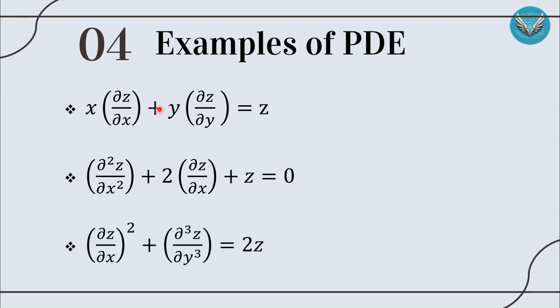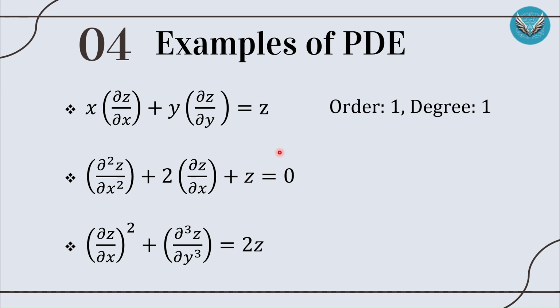If we see the first equation, x into dou z by dou x plus y into dou z by dou y is equal to z. This is a partial differential equation of first order. In the second example, we have both first order derivative as well as second order derivative. And in the third example, we have first order derivative and third order derivative. So in these examples, how to find the order and degree of the partial differential equation?